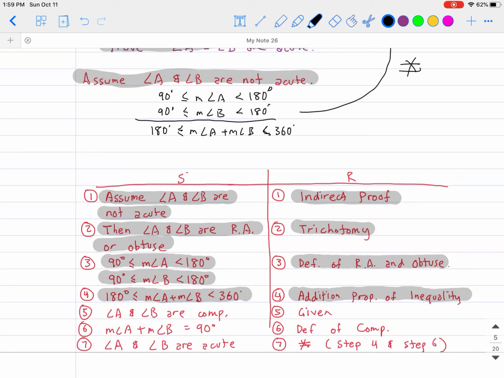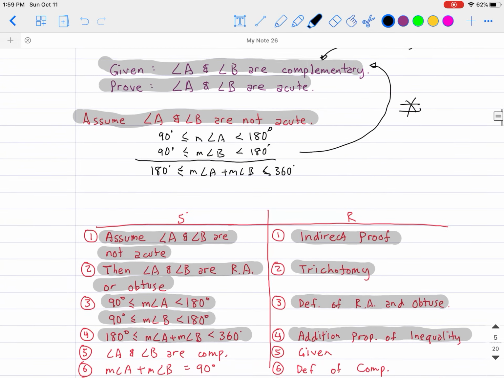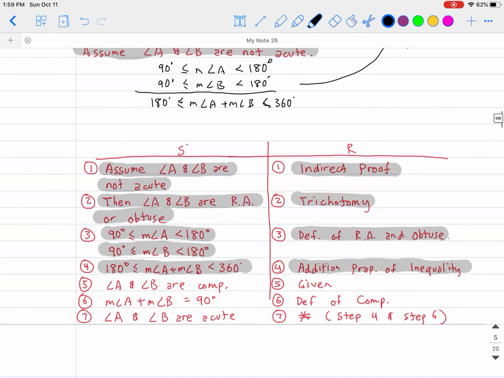Well, now that that is where we are, I think that's where we're exhausted in terms of information that I can extract. So step 4 is kind of like a dead end. Now we have to go back to the given and see if it contradicts anything. And yes, it does, because from step 5, we're going to go ahead and use the given and say that A and B are complementary to each other. And from there, we can say that the sum of those two angles is equal to 90 degrees.